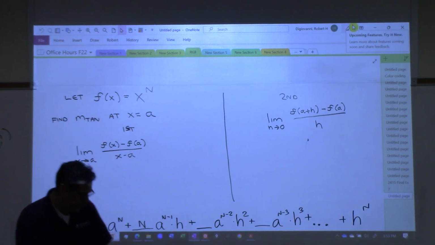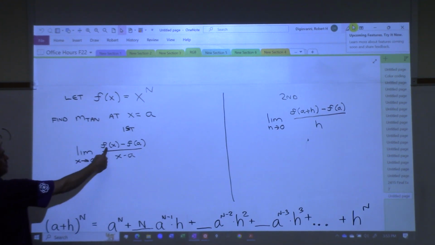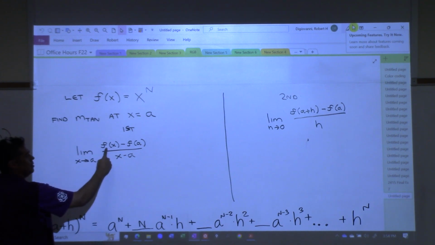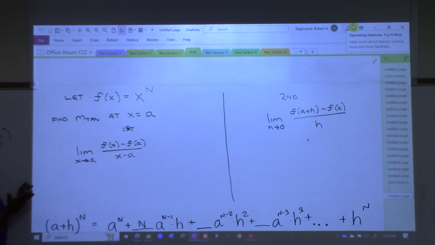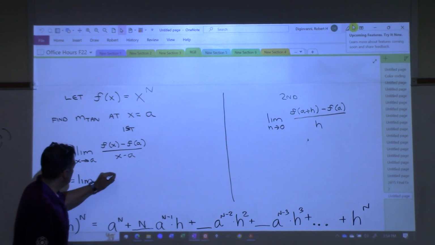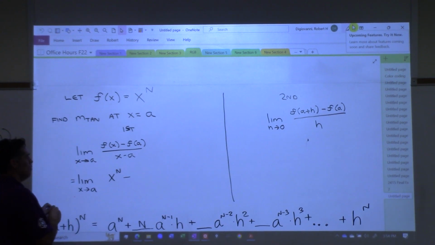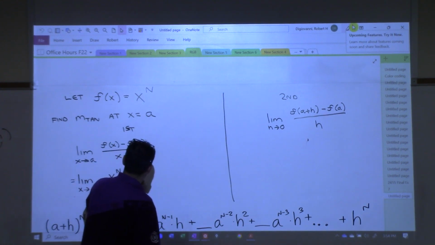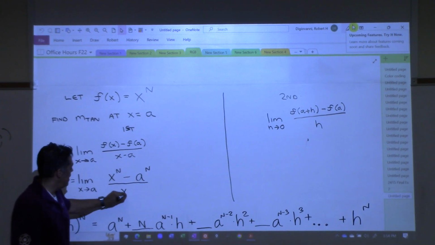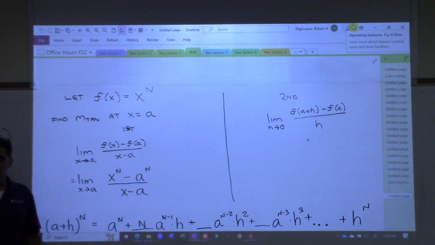Help me fill this out. What's this? Okay, so think, what is the original function that I gave you? x to the n, right? You don't know what n is, it's just x to the n. So this is the limit as x approaches a of x to the n, minus a to the n. That's plugging a into this function, over x minus a. Do y'all understand where all that came from?